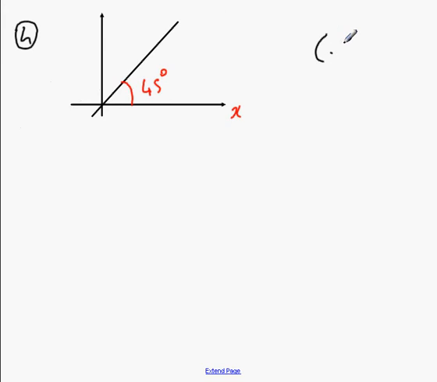Question 4. A straight line makes an angle of 45 degrees with the positive direction of the x-axis and passes through the point (-1, 4). What is the equation of this line? Well, we've got our point. To find the equation of the line, we need to find the gradient. We should know that tan theta is equal to the gradient, where theta is the angle made with the positive direction of the x-axis. In this question, theta is 45 degrees, so it's tan 45 degrees.